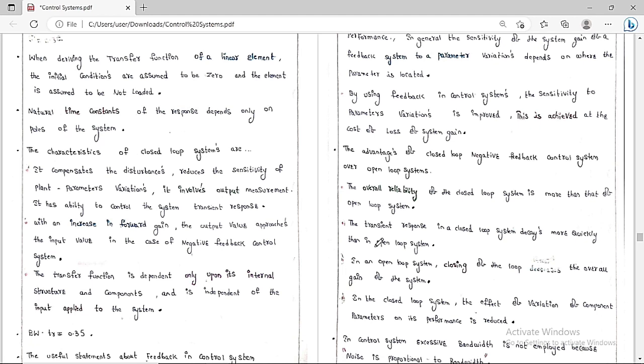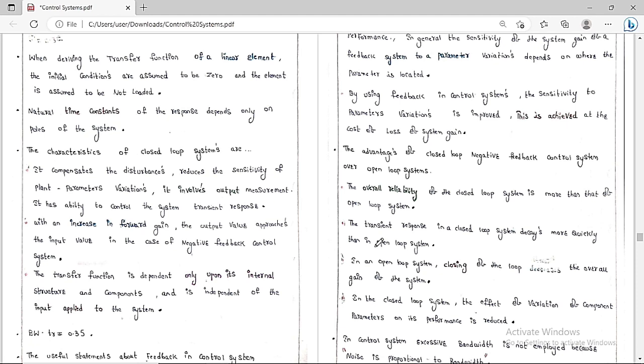With an increase in the forward gain, the output value approaches the input value in the case of a negative feedback control system. Yes, I already told you. Suppose you increase the forward gain, then the output value is going to approach the input value, only in the case of a negative feedback system.